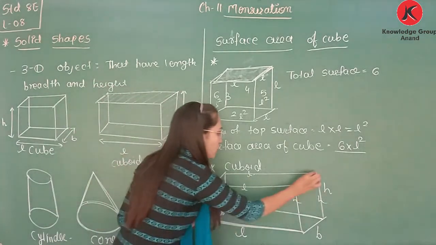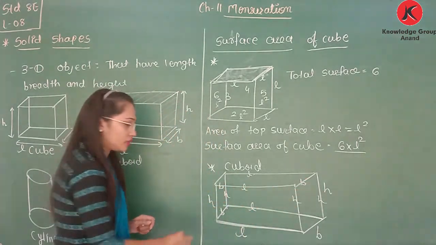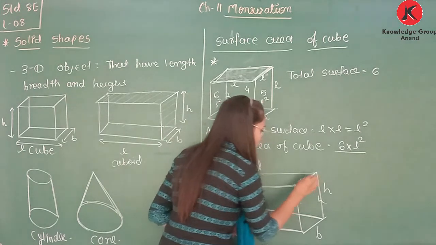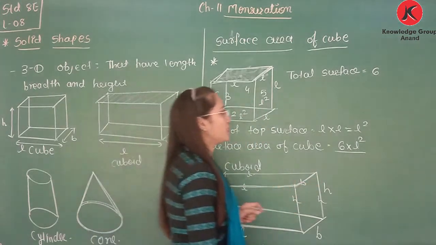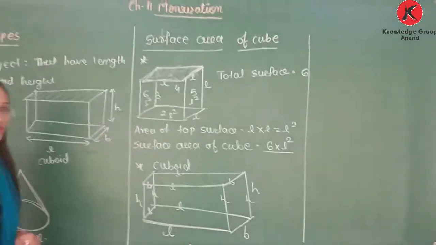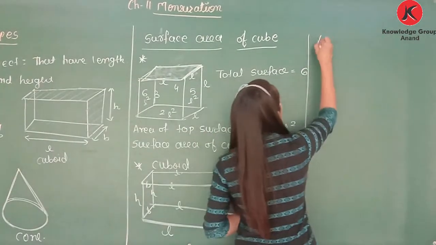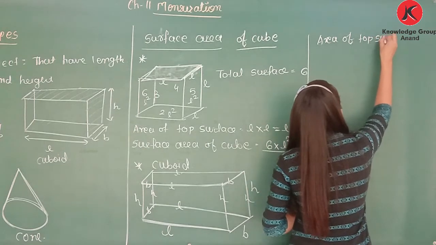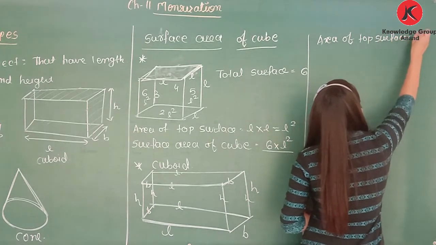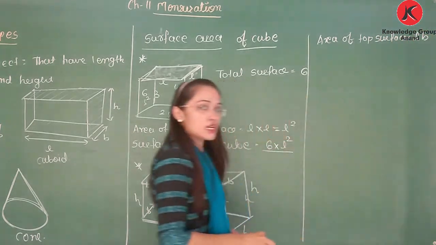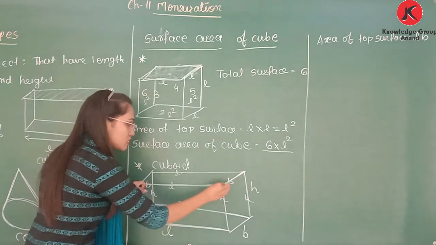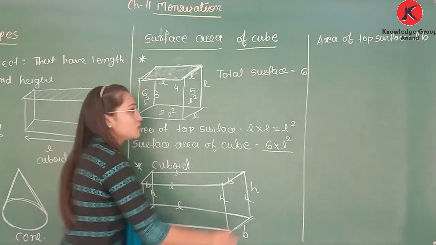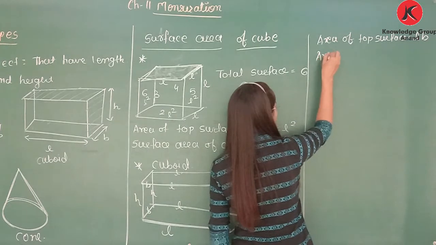So what is the area of this upper rectangle? That is length multiplied by breadth, so LB. So we can find the area of the top surface, LB. Same for the bottom, because this is L and this is B. Same for this, it is L and B. So the bottom surface is also LB.